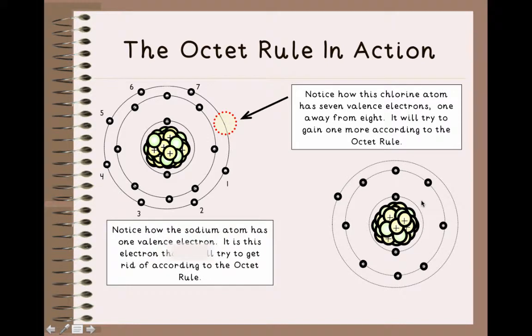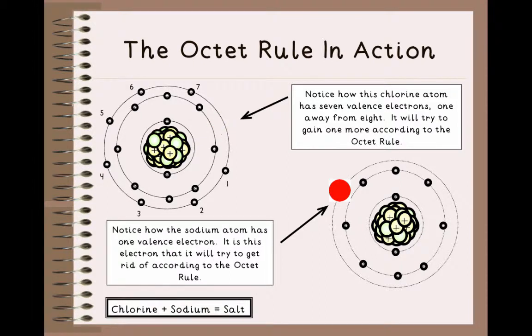On the other side, we have sodium. Notice how sodium has one valence electron. Now, if it gets rid of this electron, it will have a completely full valence shell because this one will disappear and it will have only this one over here. So what is going to happen is that sodium is going to give away this electron and it's going to go into chlorine, and then both of them are going to become something completely different.